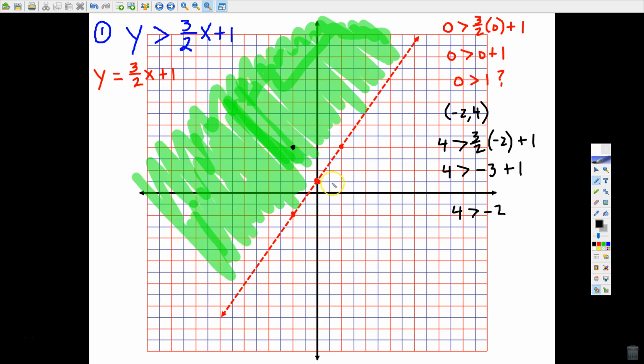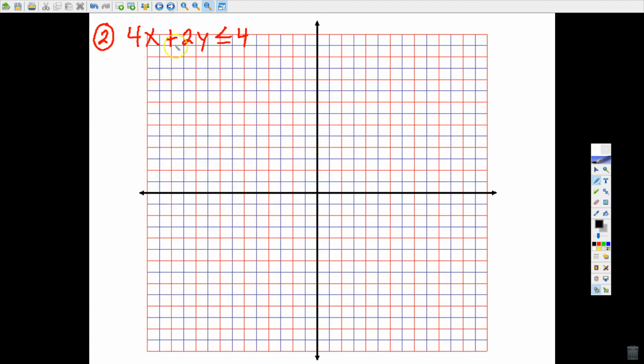So now I proved it the negative way. I proved that none of these points can work because 0, 0 didn't work. And then I proved it another way. Since -2, 4 worked, all of these have to work. All right, so I just want you to get an idea, what does it mean to have a solution to a linear inequality?